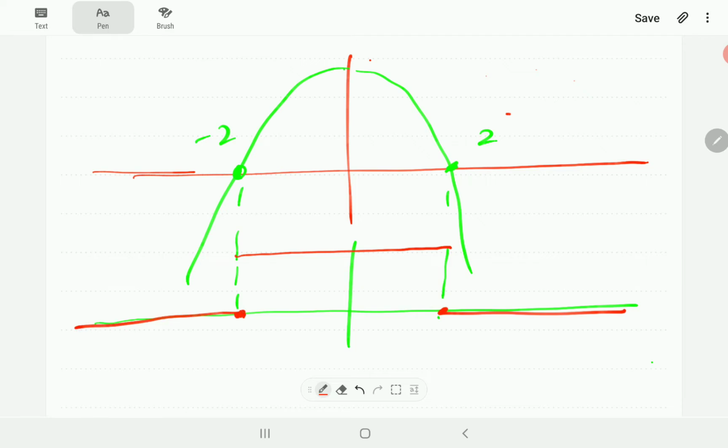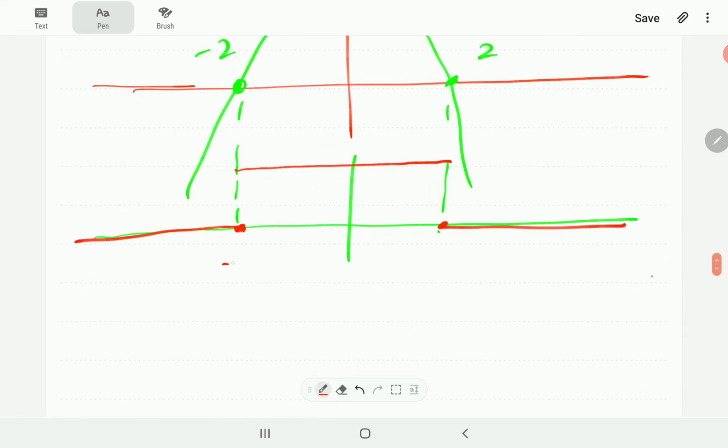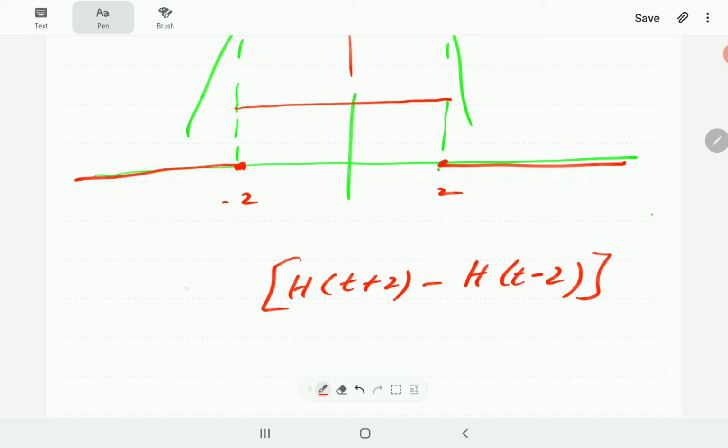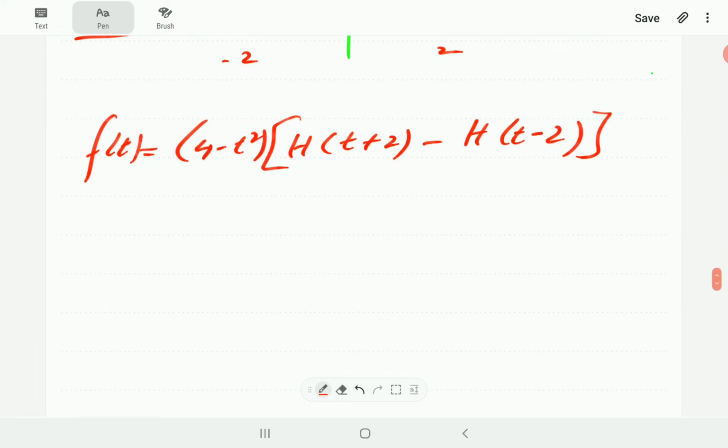And so that means from what we've just done, a is -2, b is 2. So that means the Heaviside function we're talking about is h of t plus 2 minus h of t minus 2. So we take this and multiply it into 4 minus t squared. That is now going to give us the function we are looking for. Okay, so that is a.